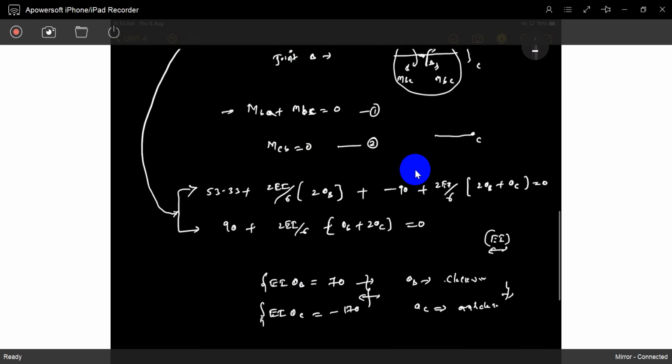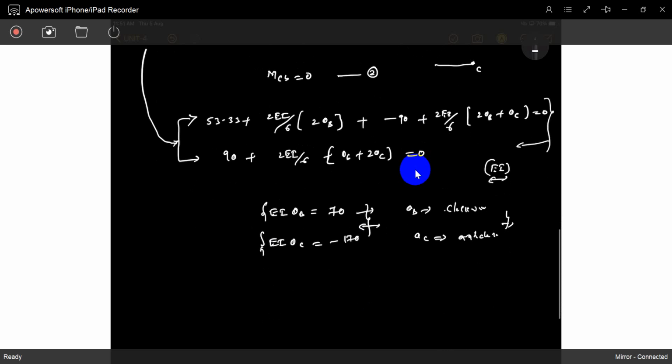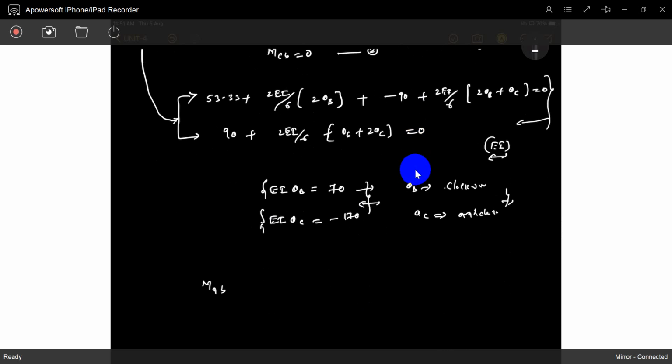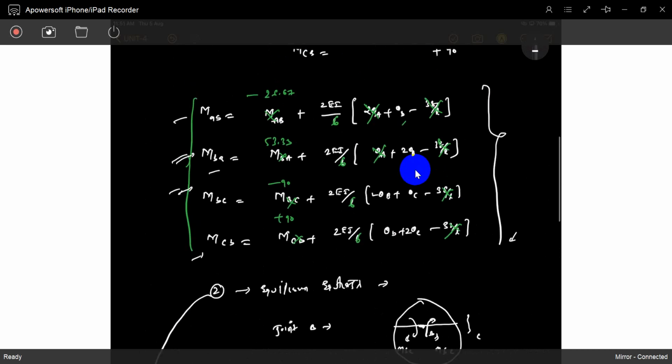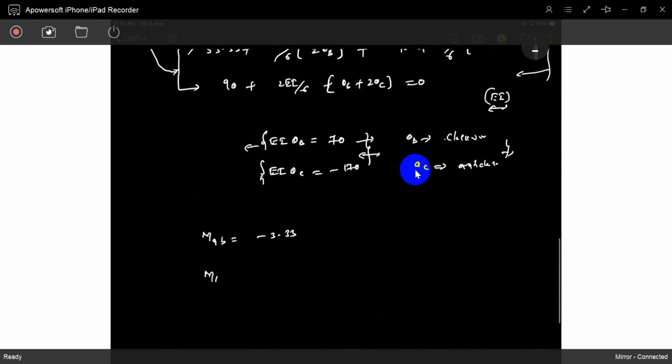For this task you have to take at least 10 minutes. Just for theta B and theta C, at least 5 minutes extra. Later you can find MAB, which is minus 3.33. You just have to put these values of theta B and theta C in the equations. So MAB is minus 3.33, MBA is 100, MBC is minus 100, and MCB is 0.